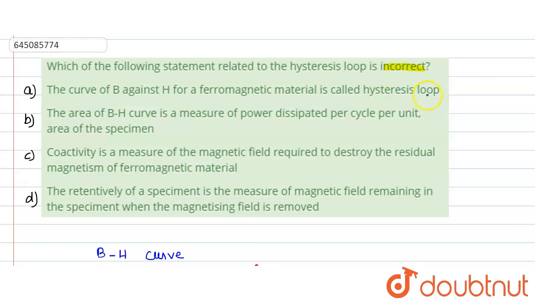Now, if we see the first statement, the curve of B against H for a magnetic material is called the hysteresis loop. This is correct. This is the general statement, but we need to find the incorrect one. So this cannot be the option.